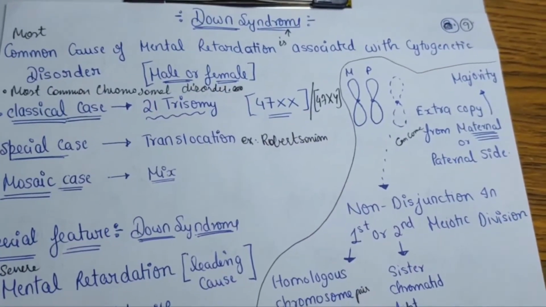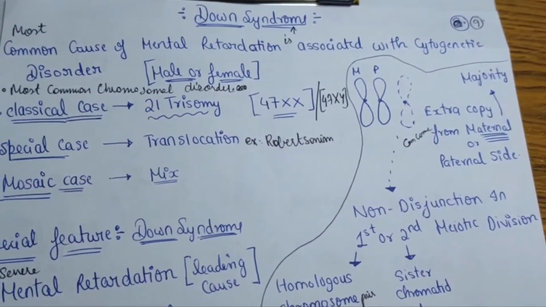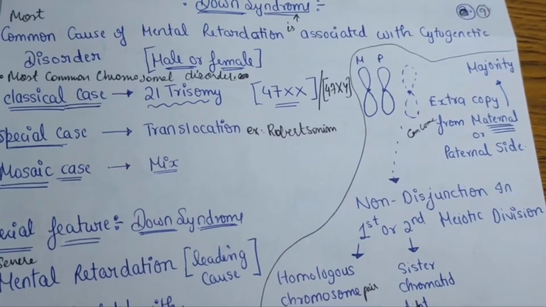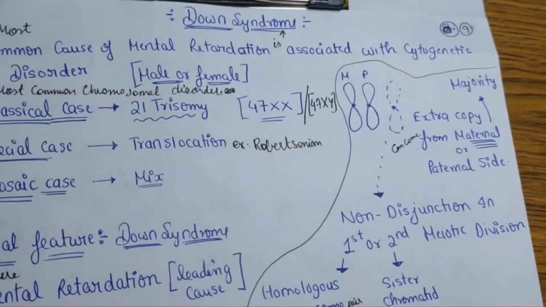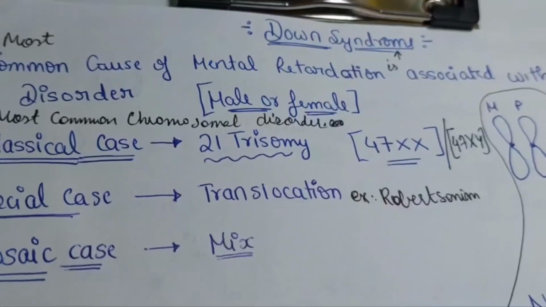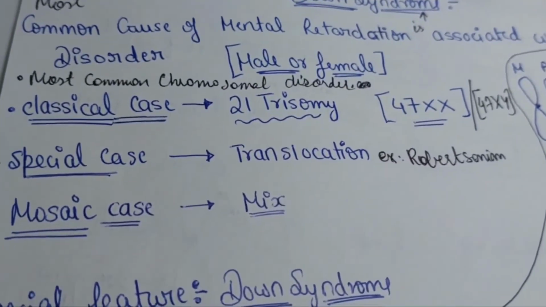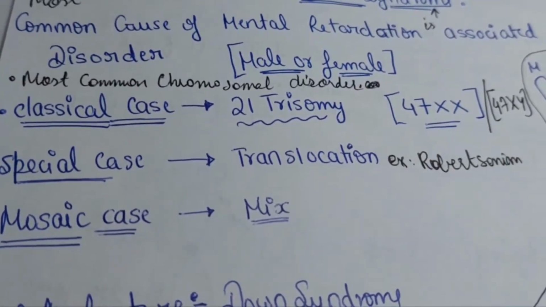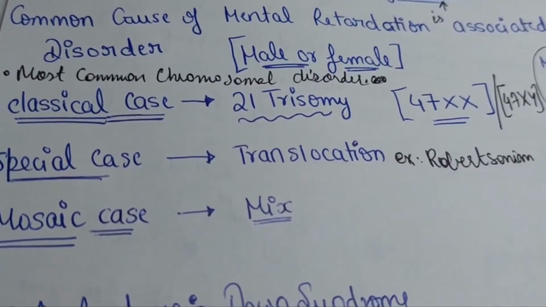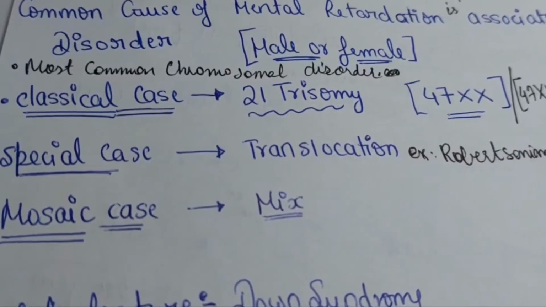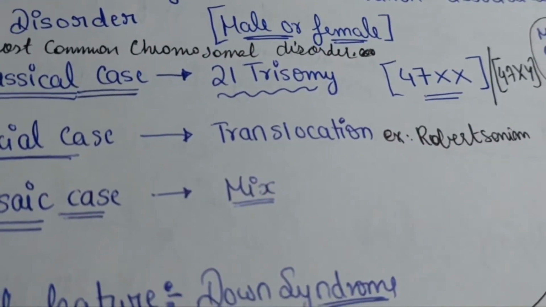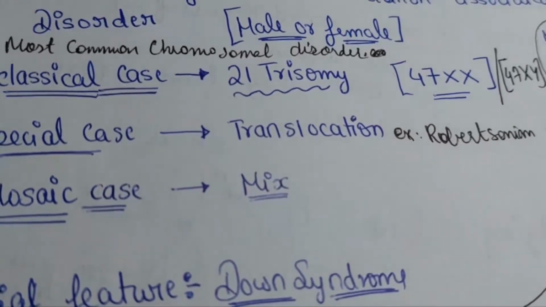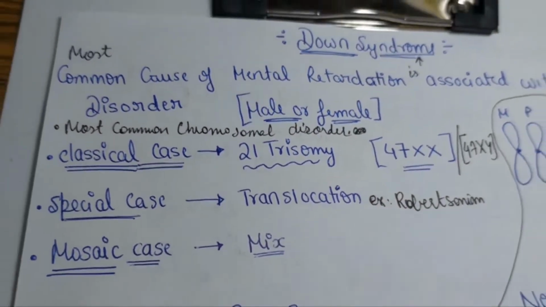Now we are going to discuss Down syndrome. Down syndrome is the most common cause of mental retardation, and it is also the most common chromosomal disorder. Down syndrome also has a classical case, a special case and a mosaic case. In the classical case there is trisomy of the 21st chromosome, in the special case there is translocation, for example Robertsonian translocation, and in the mosaic case it is a mix.